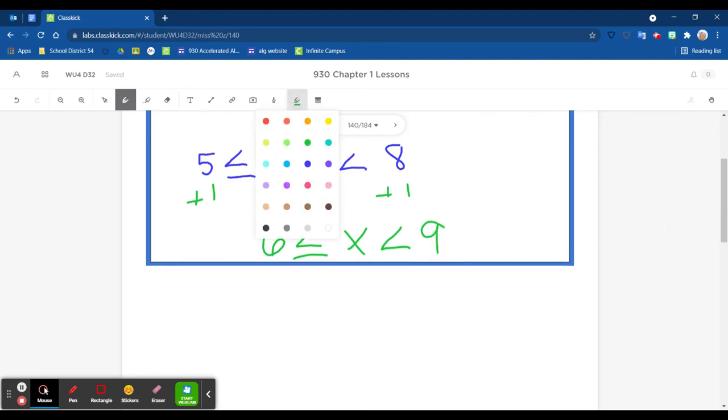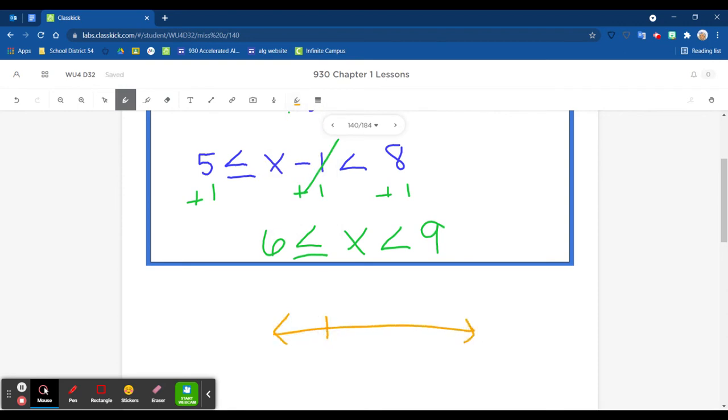And we would start our number line. So we could put 6, we could say 7, 9. We are going to have a closed circle on the 6 because it is equal to, and we are going to have an open circle on the 9, and we are going to shade in between.